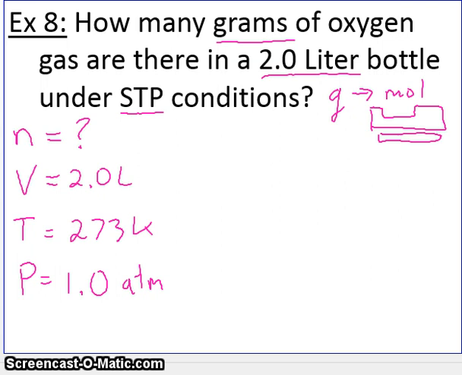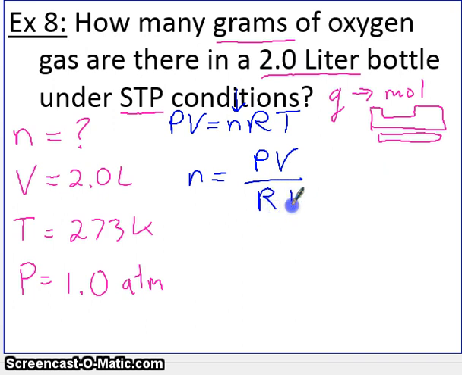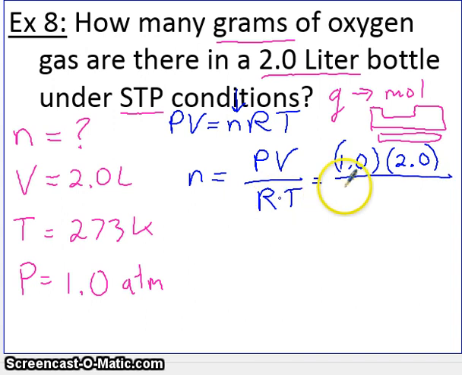So what do we solve for? Let's go ahead and solve our equation for moles. Remember, our equation is PV equals nRT. In order to solve for moles, we have to divide away R and T because they're being multiplied. So n equals PV over RT, which means our pressure is 1.0, our volume is 2.0, our R value is the same, 0.0821, and our temperature is 273.